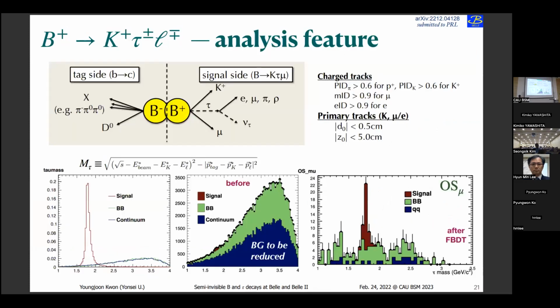Okay, so this is the mass of the tau, the recoiling mass, and the signal is very sharply peaking around 1.77 GeV, which is the tau mass, and other backgrounds are very broad. But before any serious event selection, we start with this. This is Monte Carlo, and this small red part is the signal with some unrealistically big branching fraction. So we have to fight against this background. Then we apply a boosted decision tree, the machine learning program. Then we beat down most of the background and we are left with this signal. This is the case for OS, and SS is a little bit more serious.